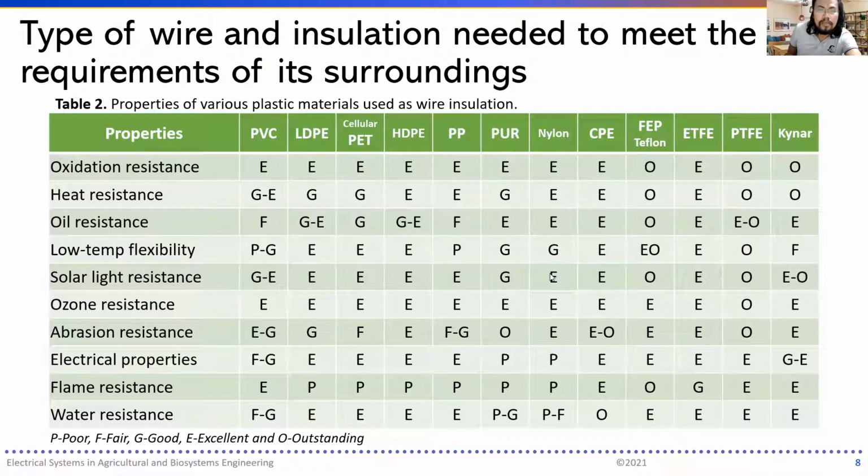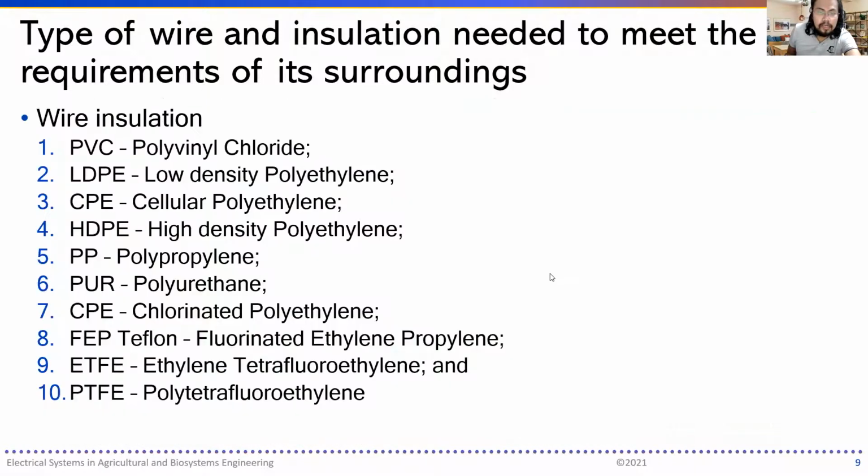The different conventions: PVC, which is polyvinyl chloride, LDPE, low density polyethylene. It's shown in the next slide. But this is not complete. These are just the most common insulation materials for wires. So this is based on their chemical composition.